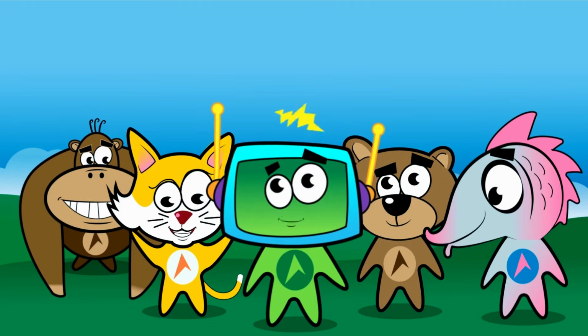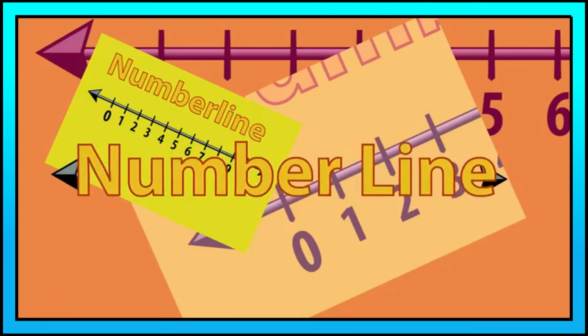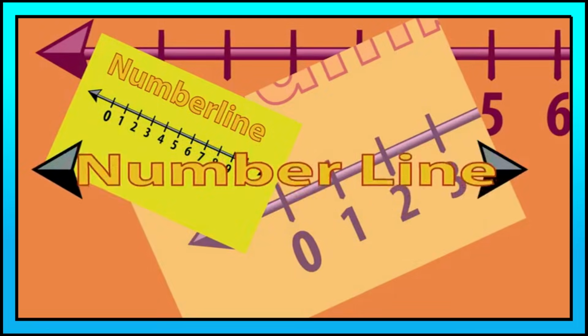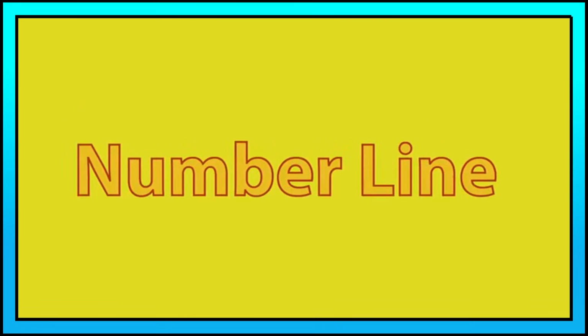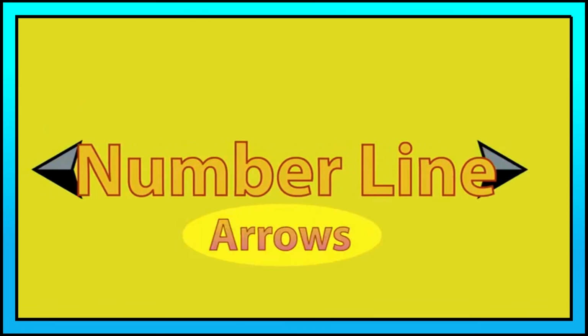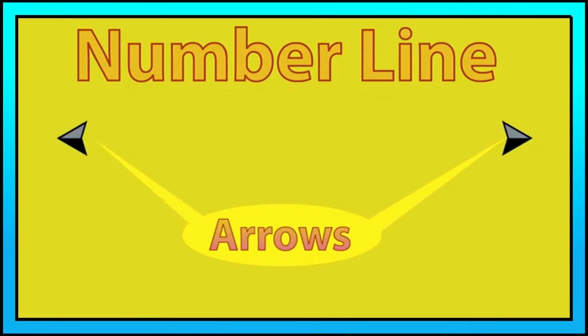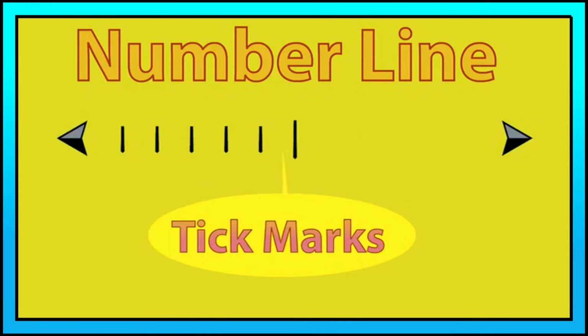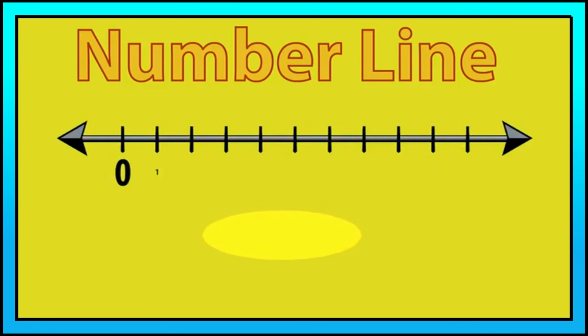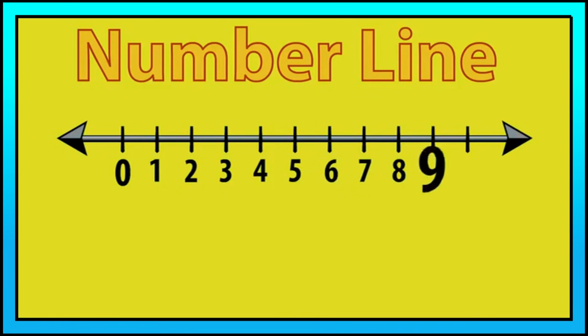Upgrader Chip. Let's learn about the number line. A number line has arrows on both ends and tick marks for each number value. 0, 1, 2, 3, 4, 5, 6, 7, 8, 9, and 10.